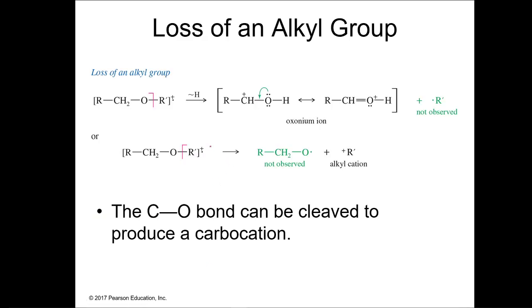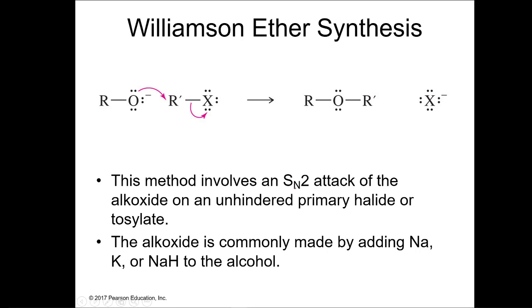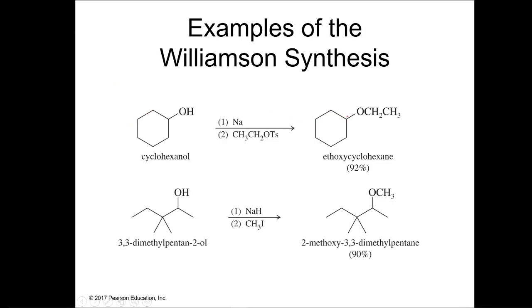So you can cleave this carbon-oxygen bond to form a carbocation, right? But that's not going to happen too much. We've talked about how you form ethers. The Williamson ether synthesis is just an SN2 attack on a primary halide or a tosylate. So you just have the alkoxide, which again, you don't need to show me you forming the alkoxide. You can just have it and the alkyl halide, and then you form an ether. That's the Williamson ether synthesis.